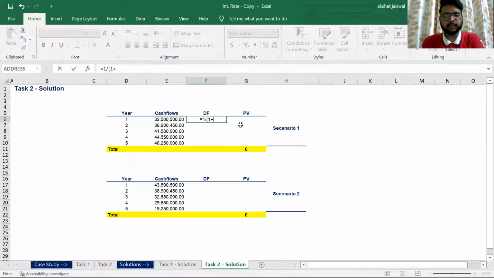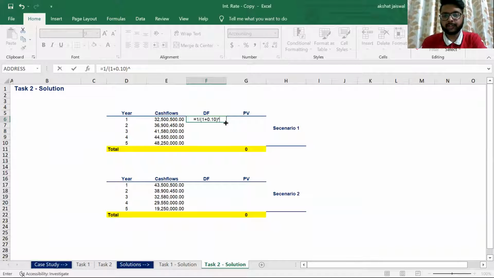Now what is the interest rate? So the interest rate is 10%, which is 0.10. You can write it 0.10 or 0.1 also. Close the bracket. Now you have to use the power symbol. The power symbol in Excel is shift and number 6.